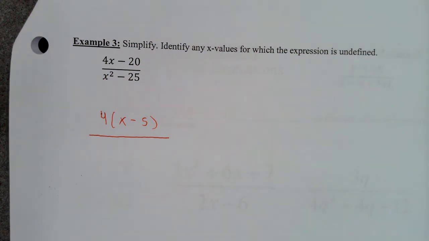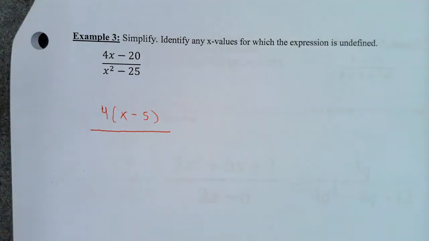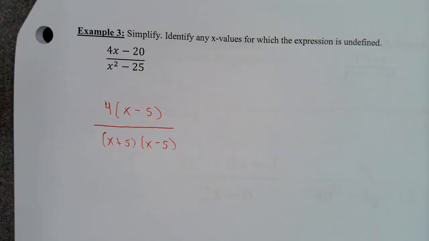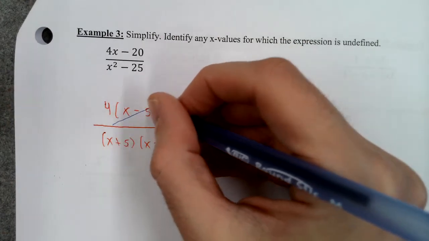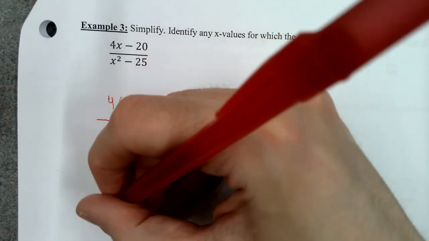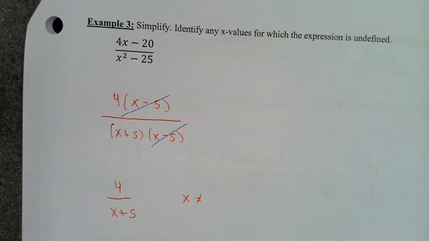Factoring the denominator, x squared minus 25, that is the difference of 2 squares all day. A squared minus b squared equals a plus b times a minus b. So x squared minus 25 would factor to become x plus 5 times x minus 5. Divide out the common factor of x minus 5, and it leaves you with 4 over x plus 5. The restrictions, x cannot be -5, and x cannot be 5.